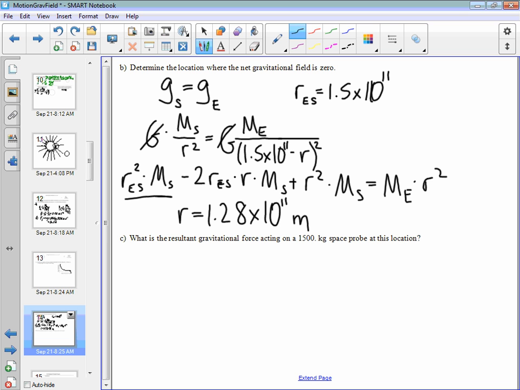You end up with 2 answers. Remember, it's the same as before. One of those answers is bunk. This is the answer you want. So you see that this is very close to the Earth, relatively 80% of the way there, pretty much. Maybe a bit more than that. So that's how to do B.